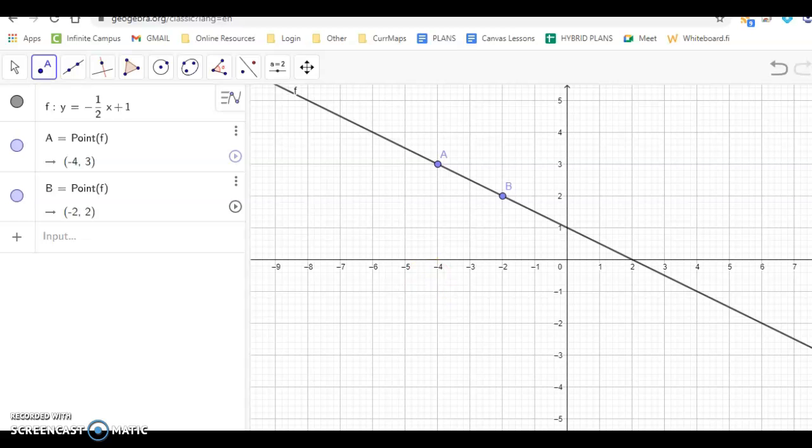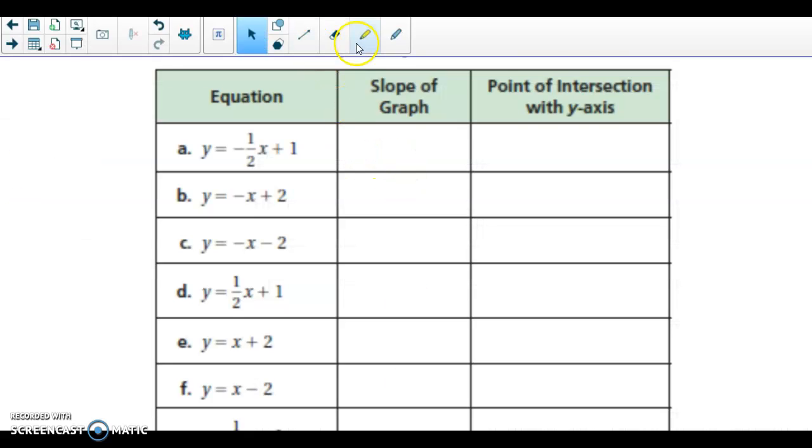So remember, slope is rise over run. Let's start at point A. Our rise goes up and down. To get from point A to B, we have to go down. So when we go down, it's negative 1. So we're going to go down 1. Let's write negative 1 for our slope.